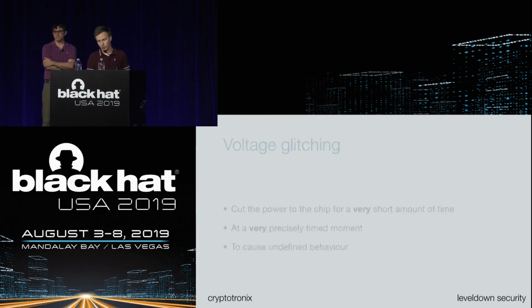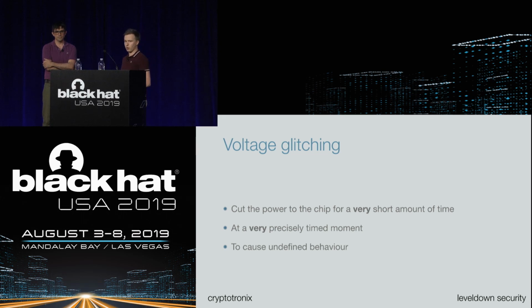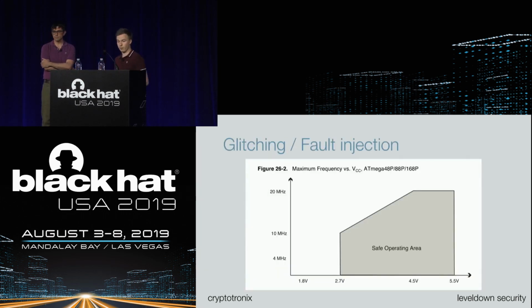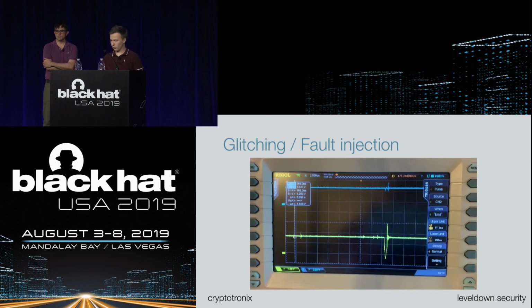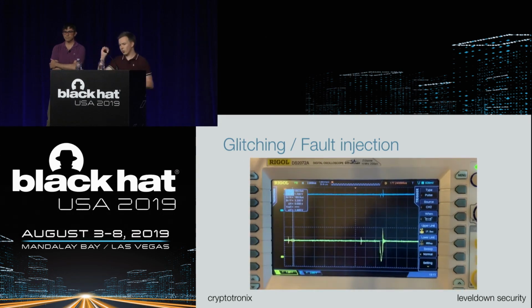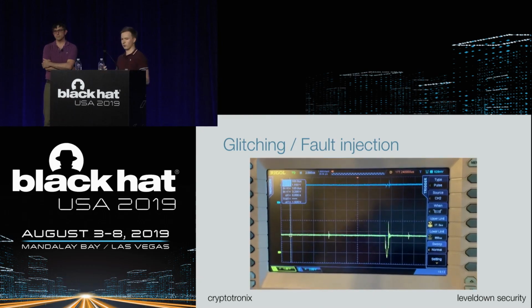What we'll talk about today is mainly voltage glitching. The idea behind voltage glitching is that we cut the power to the chip for a very, very short amount of time and at a very, very precisely timed moment. And this can cause undefined behavior. For example, if you look at the data sheet of a chip, it defines the safe operating area in which you basically see, oh, the chip is stable in these conditions. But what happens if we go beyond these conditions and start doing some interesting stuff? For example, we could, as shown on this video, introduce a very short drop in the power pulse. And this can cause a lot of strange behavior.